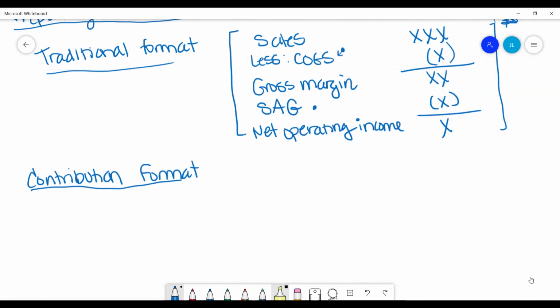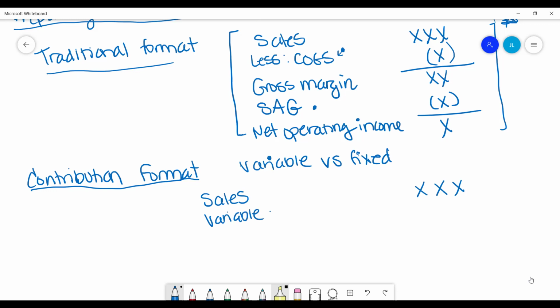But the contribution format income statement, what cost classification applies to this? This format separates variable versus fixed cost elements. This is where you list sales first. That's always going to be first. That doesn't change, right? But with a contribution format income statement, we're separating costs based on their cost behavior, whether it's variable or fixed. So you start with sales, and then you first subtract out all things variable, all those variable expenses. Sales minus variable expenses equals contribution margin.